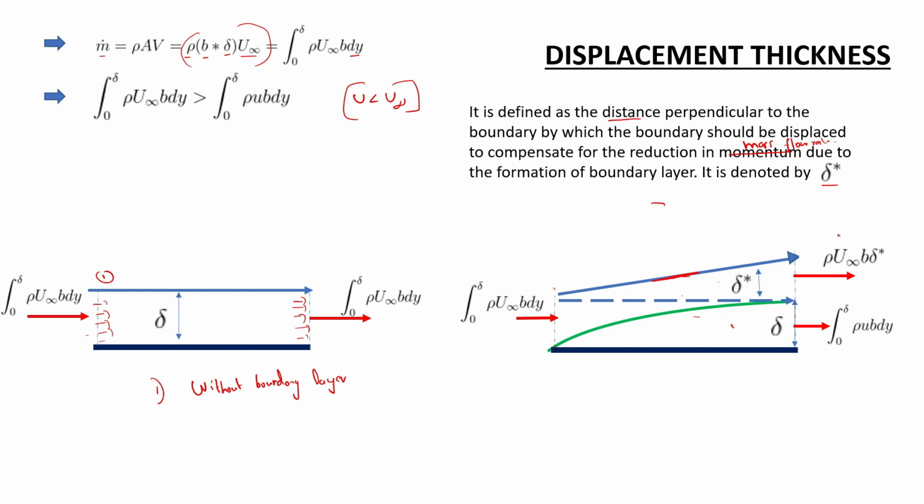So actually this will be the mass flow rate through this layer, that is rho u infinity b delta star, because here the velocity is u infinity. This is the free stream velocity, and b is the thickness of the plate, and delta star here is the height. So rho u infinity b delta star.